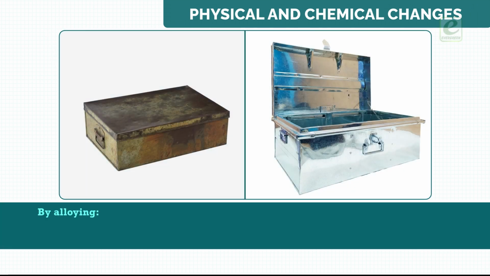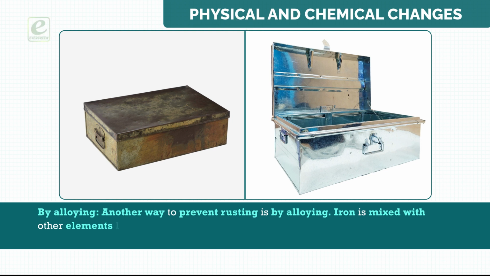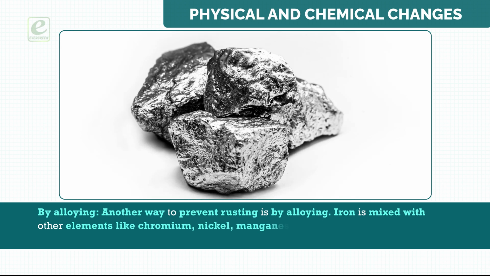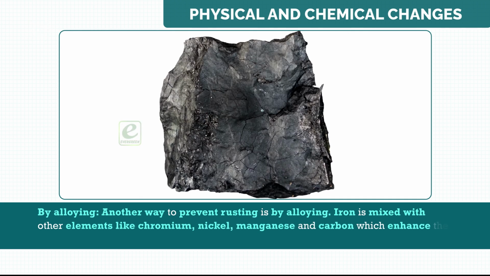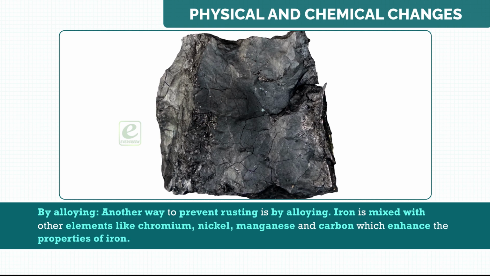By alloying. Another way to prevent rusting is by alloying. Iron is mixed with some other elements like chromium, nickel, manganese and carbon, which enhance the properties of iron.